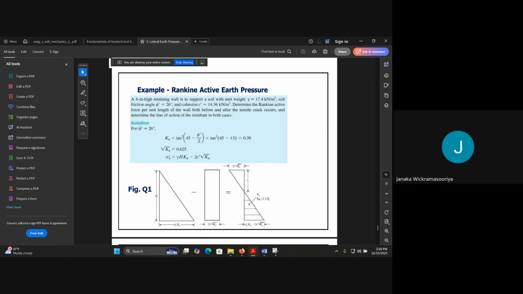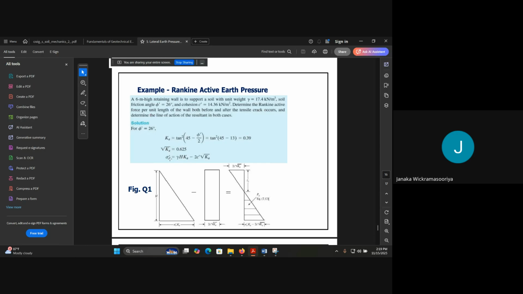Now, since phi dash is 26 degrees, you can find Ka and Kp. No. Active side. So it is enough to have the coefficient of lateral earth pressure in the active side. So you can use (1 minus sine phi) divided by (1 plus sine phi) or this equation. So you will end up with this 0.39. Then square root of Ka is also found.